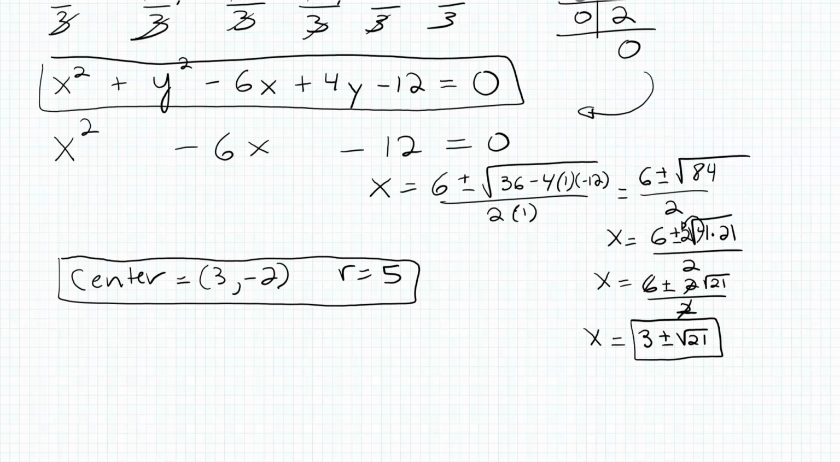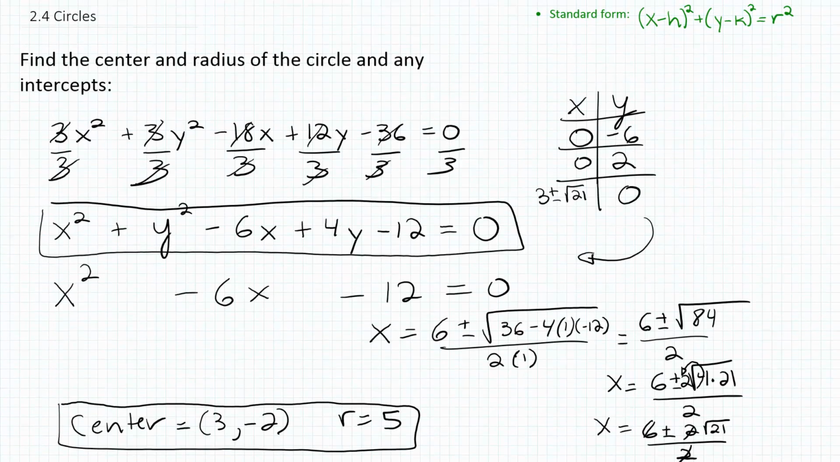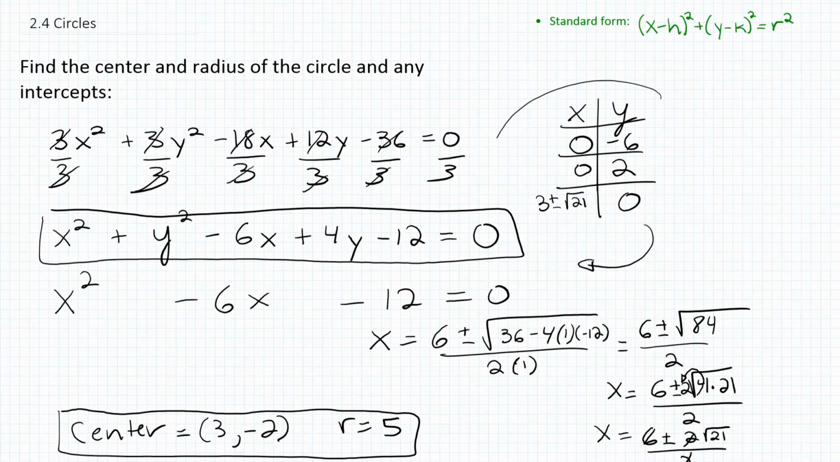All right, so you end up with 2 x-intercepts. They're basically 3 plus and minus the square root of 21. All right, so here is your list of intercepts. You have your center and your radius, and the problem is done.